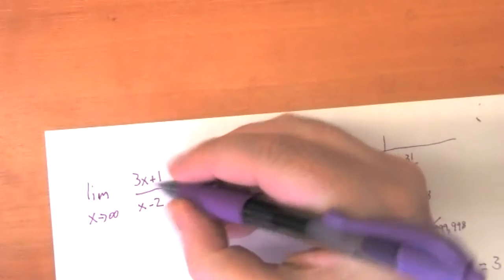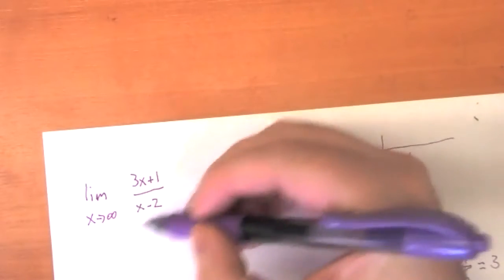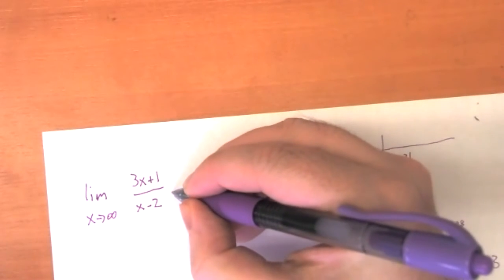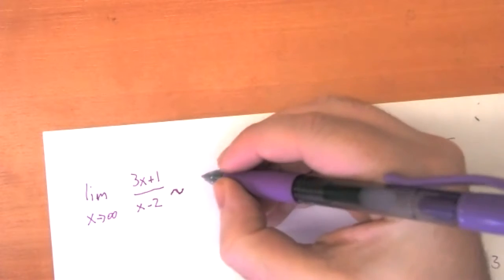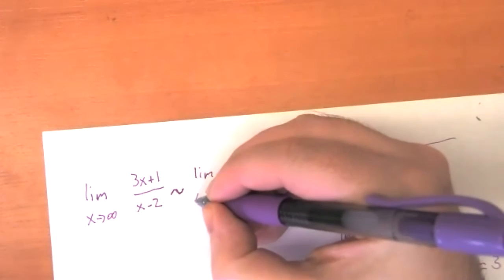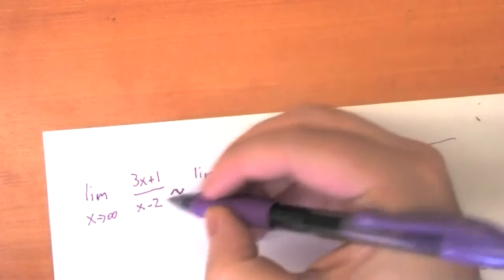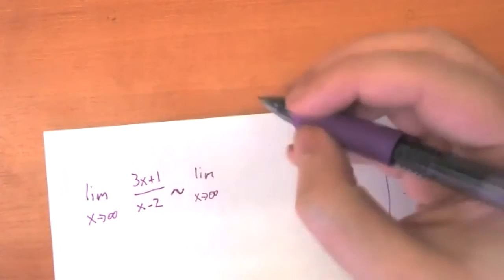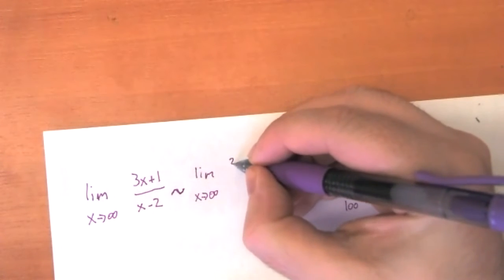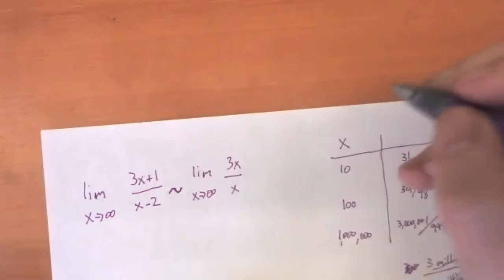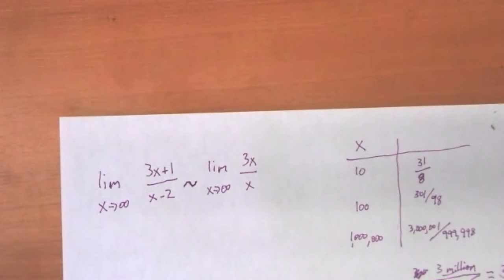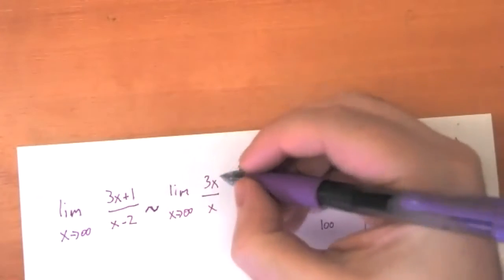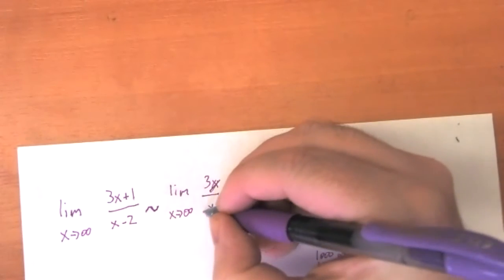So I'm going to say that this function, 3x plus 1 over x minus 2, is asymptotically equal, I'm using two tilde marks, it's kind of like an approximation. You don't need to worry about that symbol at all. But that's just about 3x over x. I'm taking out the 1 and the -2 because those are insignificant as my x values get larger and larger. And 3x over x, I've got an x in the numerator and x in the denominator.